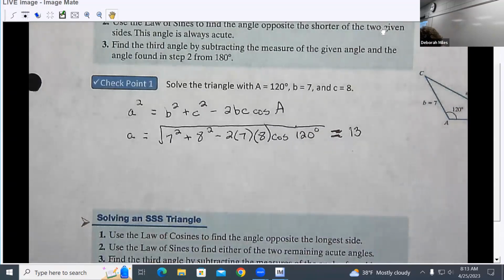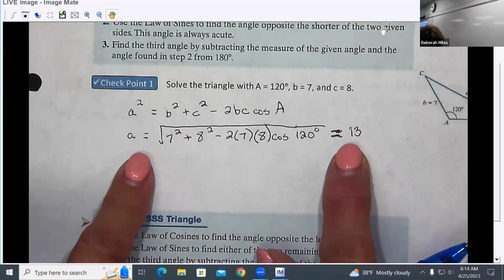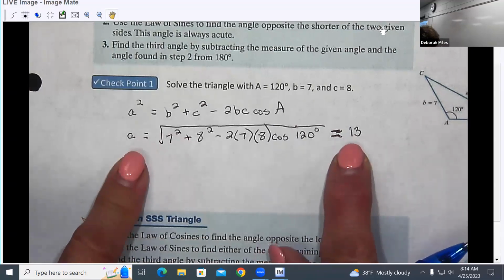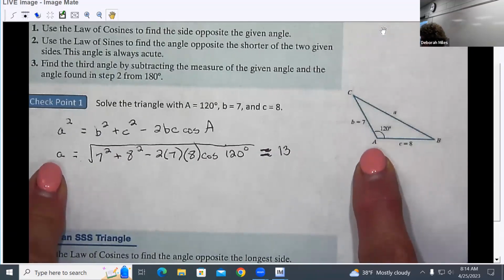All right, now here's where, like I said, we didn't really have any choice about what we found first. We had to find side A first, because angle A was the only angle we had.